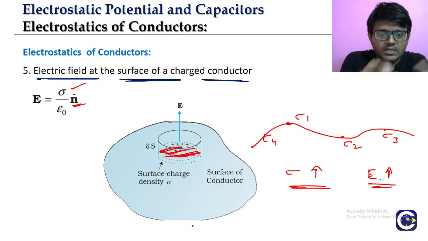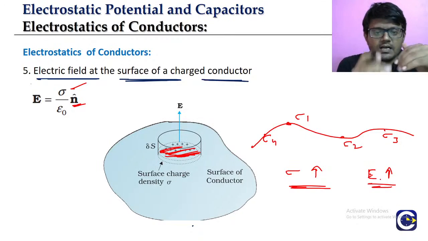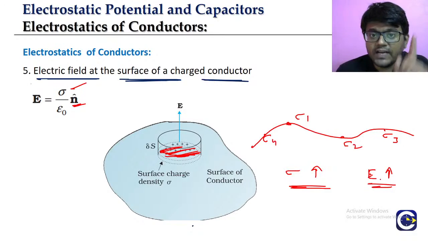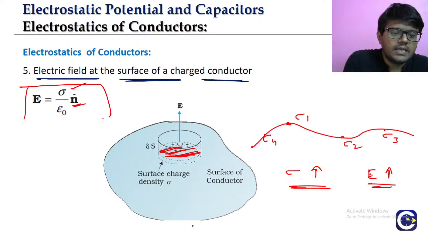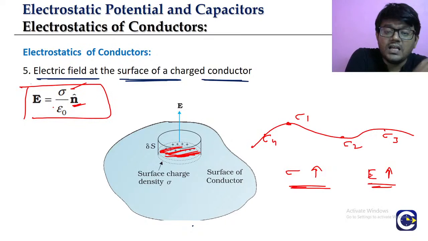So if the surface is uneven and the curvature of the surface keeps on changing, wherever the sigma value is higher, at that location the electric field value will be what? Higher. Because the electric field formula is the same formula we have in the case of the infinitely large conducting sheet.